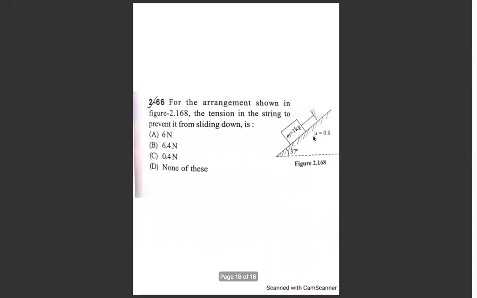So this is the last one. Let's do it. Easy, conceptual one, that's why I put it. For the arrangement shown in the figure, find the tension in the string that prevents it from sliding down. Great. So let's first check whether it can be slid down or not.